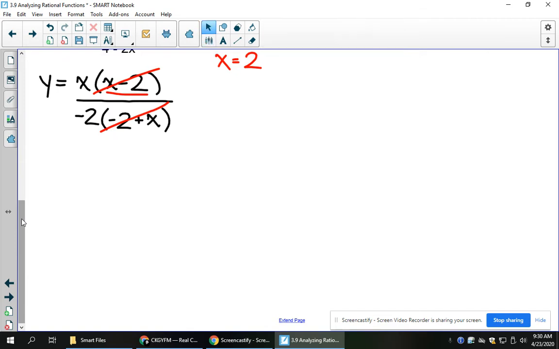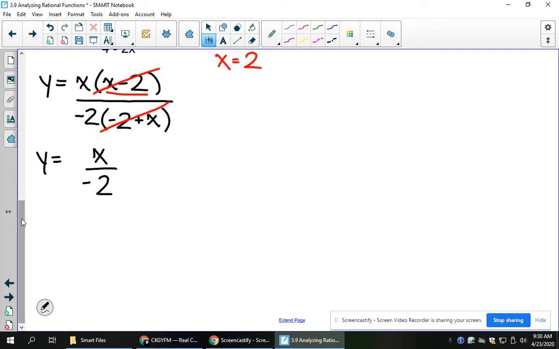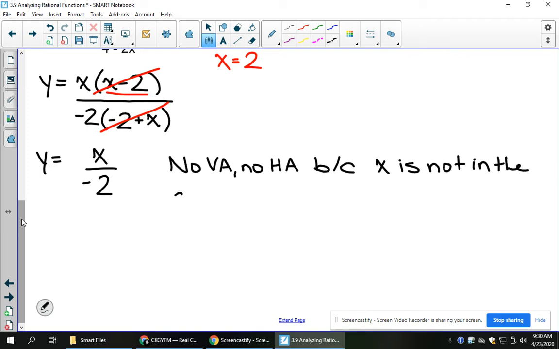Now my simplified equation here is x over negative 2. You can put the negative wherever you want. I'll just leave it like that. Now in this one we do have a denominator, but I told you that asymptotes are going to come from x's in the denominator. So for this one we have no vertical asymptotes and no horizontal asymptotes because x is not in the denominator. That's what you're looking for.